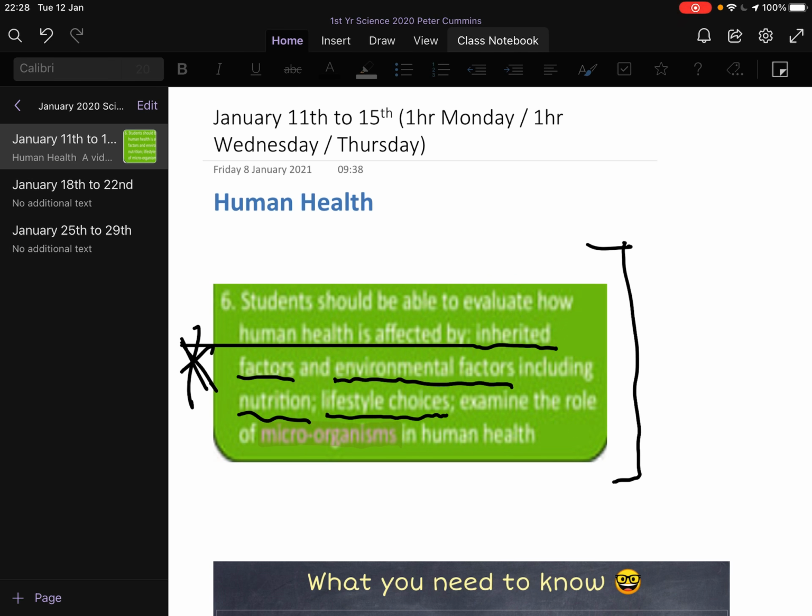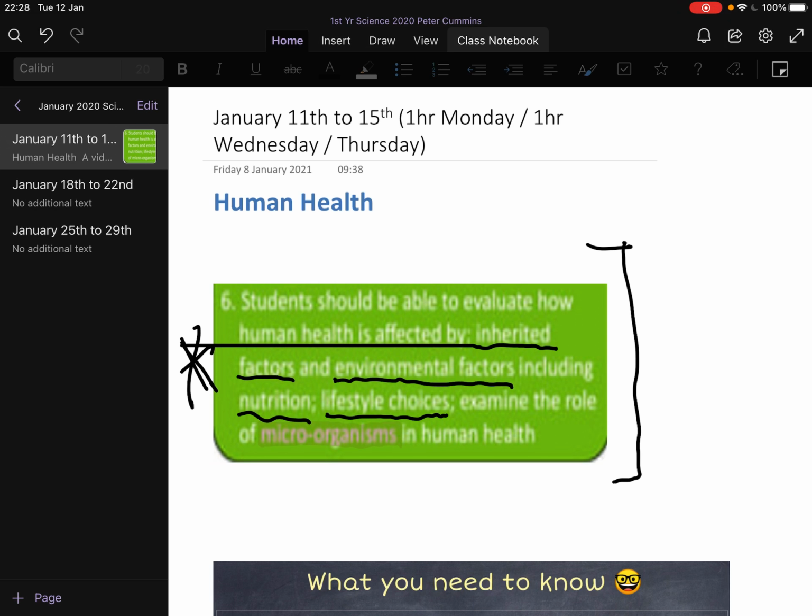Here in the OneNote, remember, this is where the course comes from. This is what they wanted to know when we talk about Junior Cert exams. We always think back to what they could possibly ask us when we're sitting in a Junior Cert exam in 2 years' time. What's human health affected by? Inherited and environmental factors, things like your nutrition and the choices you make in your life.